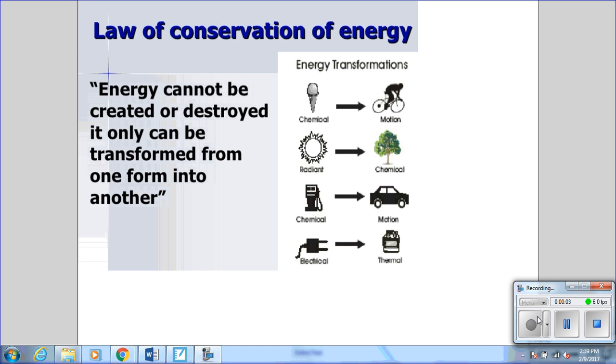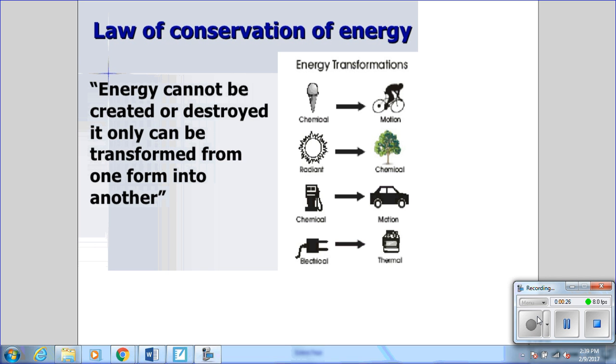The purpose of this video is to once again talk to you about the law of conservation of energy and to show using equations how mechanical energy can be conserved. So looking at this first slide here, law of conservation of energy: energy cannot be created nor destroyed. It can only be transformed from one form into another.